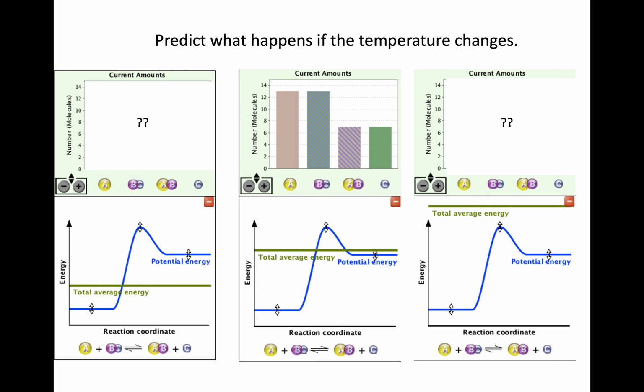But now what would happen if you took that and you changed the temperature? What if you took these amounts and you lowered the temperature for your box and the total average energy went down? Or if you took your system there and you added heat to it and the whole total average energy went up, how do you think these diagrams would change?